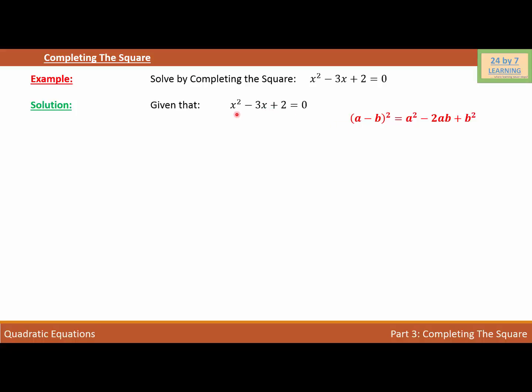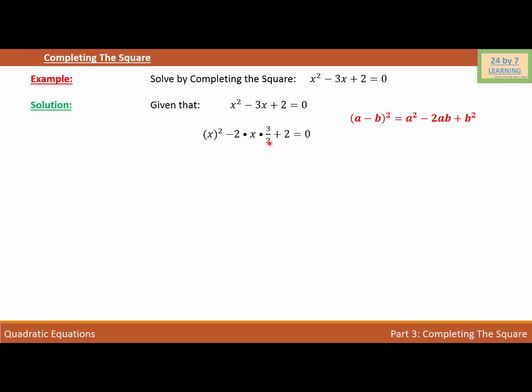So in order to convert this expression so that it can fit this form, I'm going to write this equation as x square minus 2x times 3 over 2 plus 2 equals 0. Technically what I have done, I had negative 3x over here. I'm just multiplying and dividing by 2 so that there is no change in the value of the expression, and this is my a square. So I'm trying to read this expression as a square minus 2ab. What I'm missing is b square, and my b is 3 over 2.